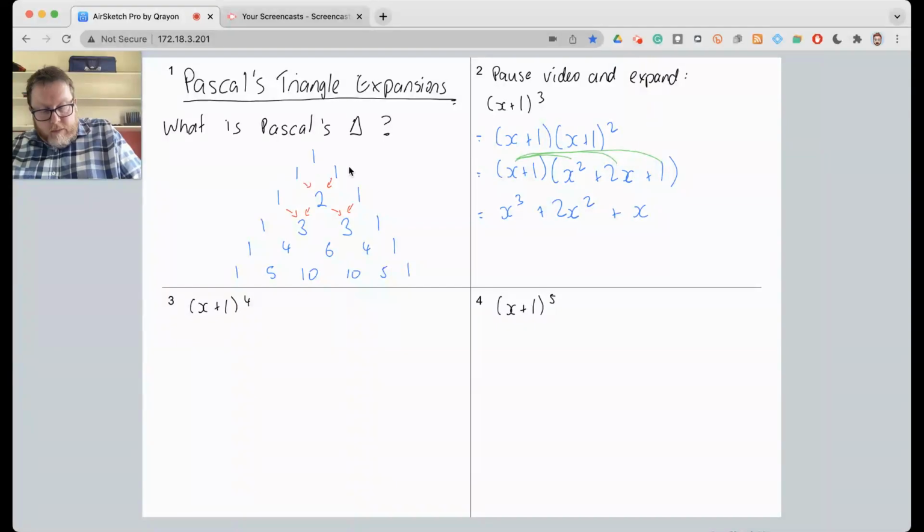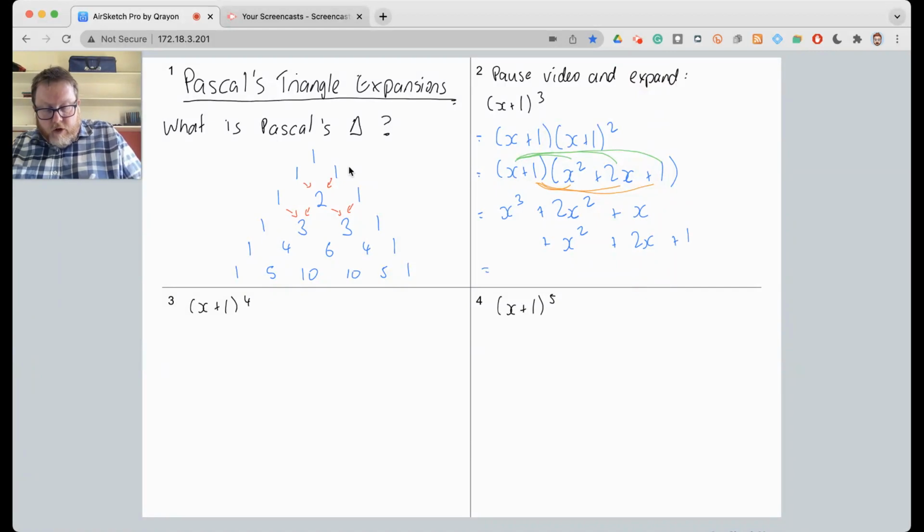Now do the bottom of the chicken beak. 1 times x squared is equal to x squared. Notice how I'm using my column addition here to keep it all nice and neat. 1 times 2x is equal to 2x. And finally, 1 times 1 is equal to 1.